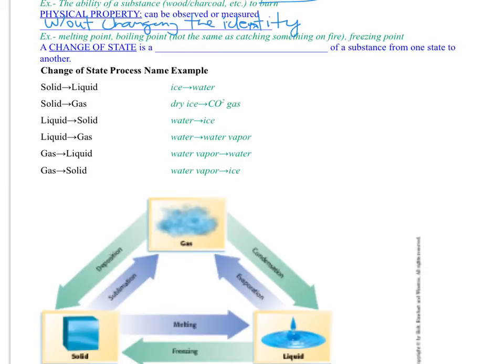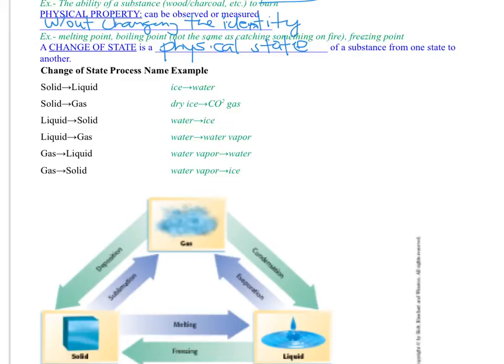So a change of state is a physical change of a substance. So if you're just talking about a state change, you're still just talking a physical change. Because, for example, when you melt chocolate, it's still chocolate. You melt water, it's still water. Or you melt ice, it's still water. Something boils, it is still the same chemical.